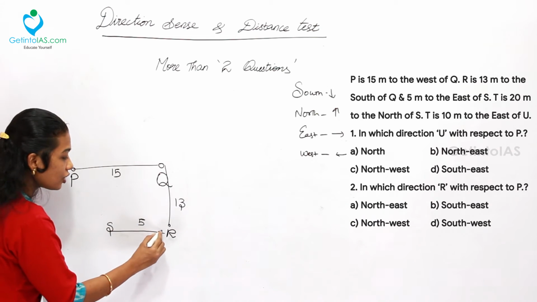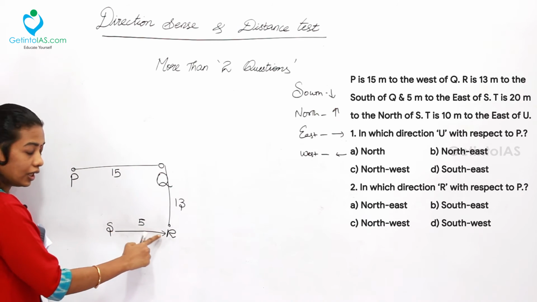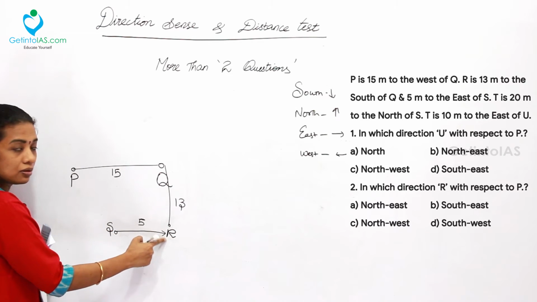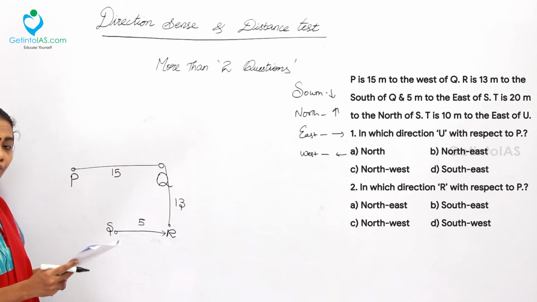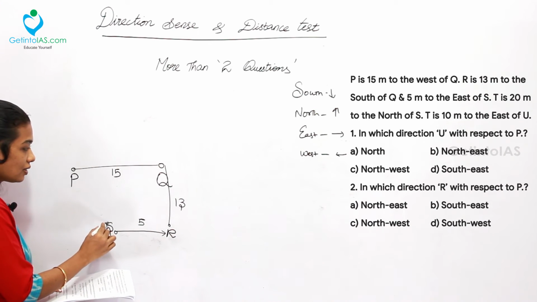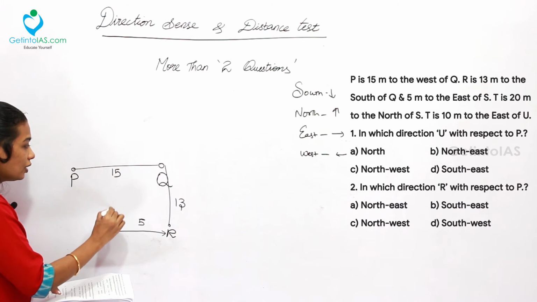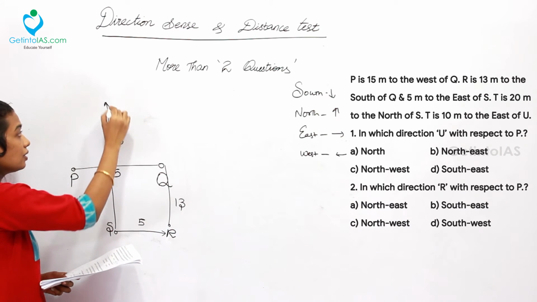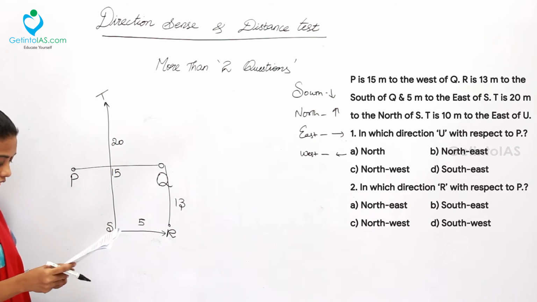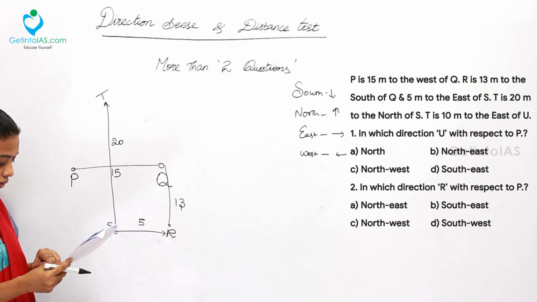Yes, this is the direction from S to the east. That is, this is S and this is R. Then the next thing, T is 20 meter to the north of S. Where is S here? S. Here 13 is given. From that directly I am taking, this is 20 meter and this is said to be the point T. T is 20 meter to the north of S.